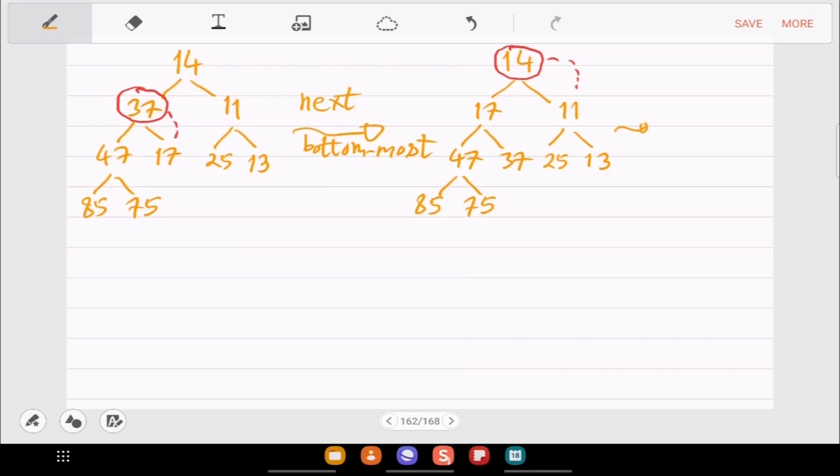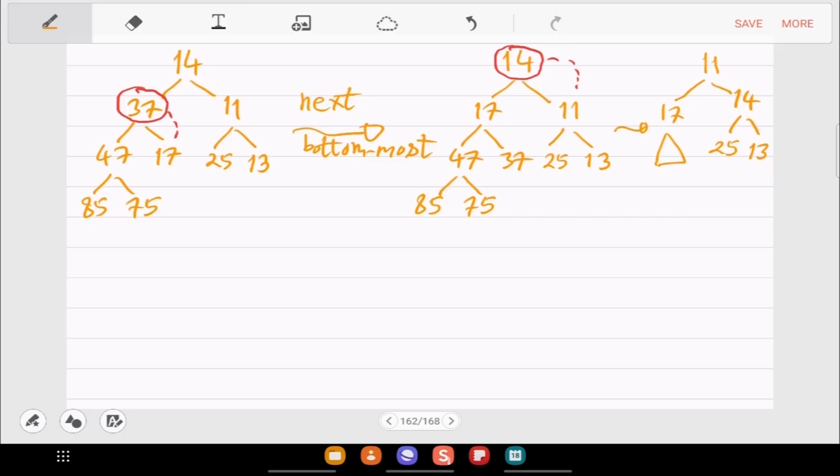So you get 11. So 17 part is now done, and 11 has 25 and 13. Where is the problem now? Yes, so 11 and the left part is covered. That's a sub heap. But when you bring 14 down, everything below that is untested. So you have to test it.